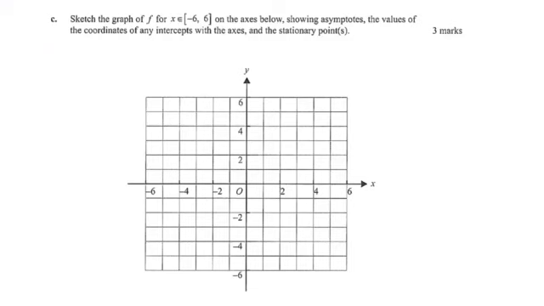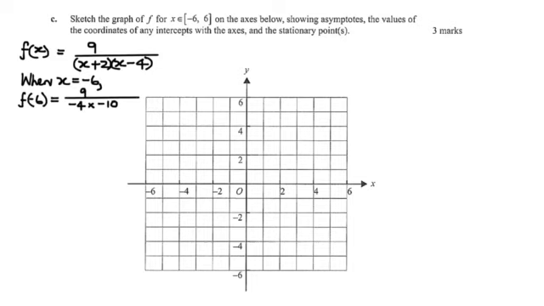Alright, what have we got here? We've got sketch the graph of f, where x goes from minus 6 to 6 inclusive on the axis below, showing asymptotes, the values of the coordinates and any intercepts with the axes and the stationary points. Well, we just have to be careful we do a checklist at the end that we've got all those things. From minus 6 to plus 6, alright, we'll have to work out endpoints and the whole shooting match, guys.